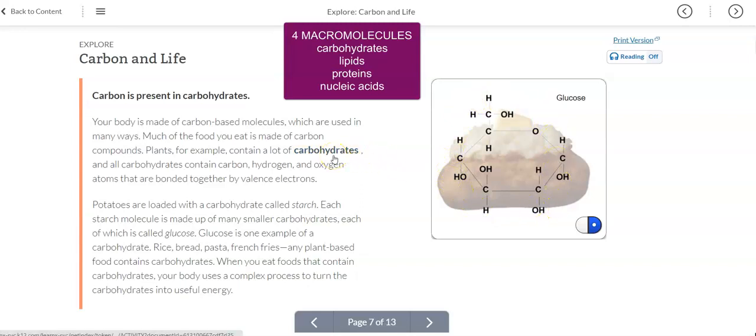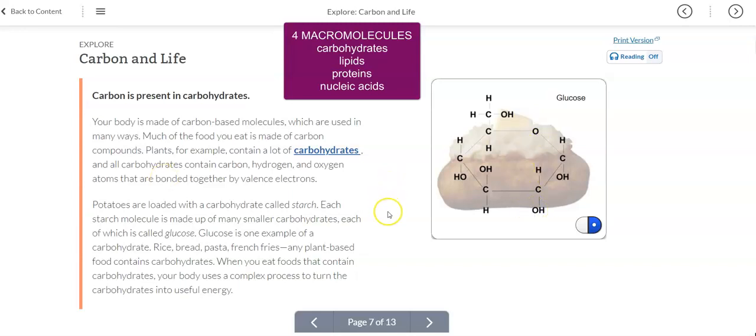You can see those three elements in the word carbohydrate: carbo for carbon, HYD for hydrogen, and then anytime you see ATE added to the name of a compound, that's telling you that oxygen is present in that compound.